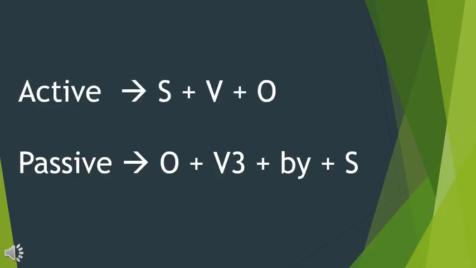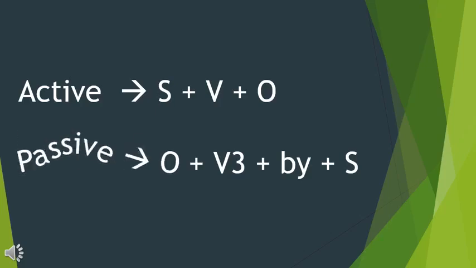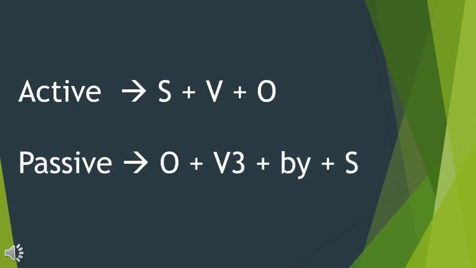So, the structure for active voice is S plus V plus O. Subject plus verb plus object. The structure for passive voice is O plus V3 plus by plus S. Object plus third form of verb, that is past participle, plus by plus subject.